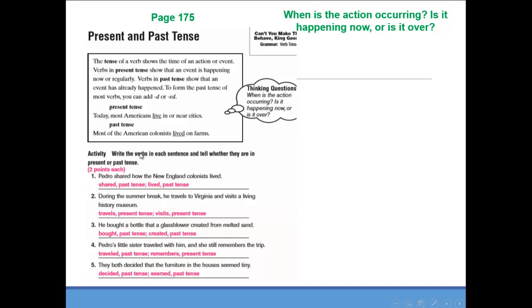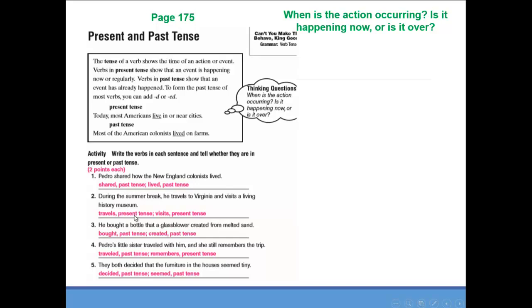Let's answer the activity. Write the verb in each sentence and tell whether they are in the present or the past. Number 1, Pedro shared how the New England colonists lived. So here we have two verbs, shared and lived. Both of them are in the past tense.